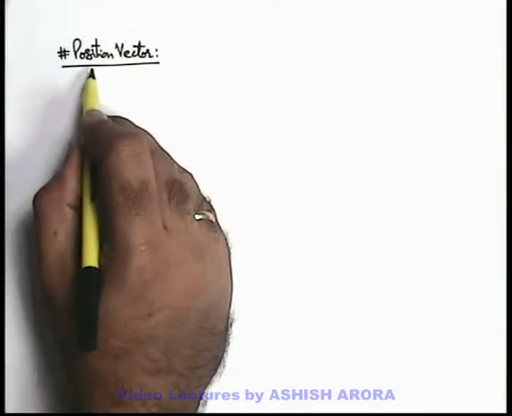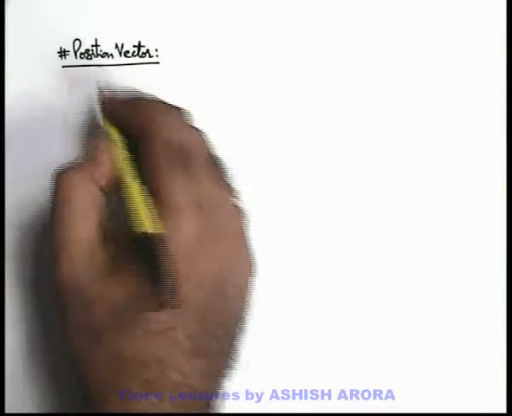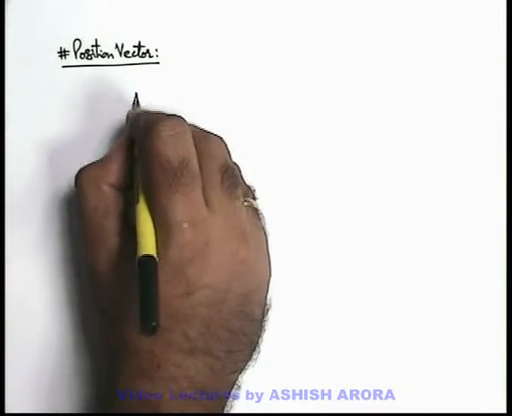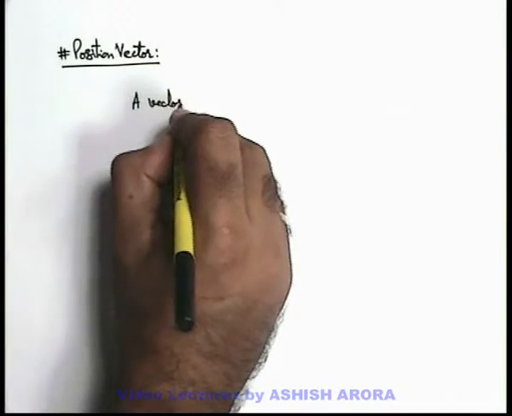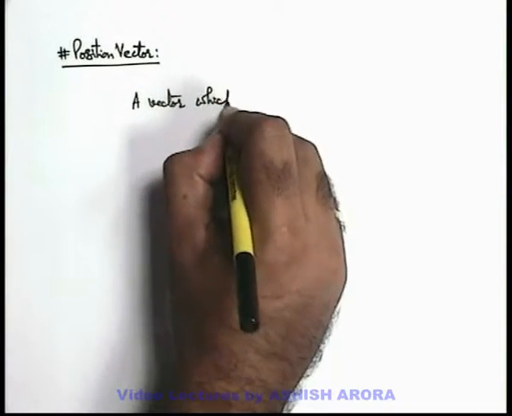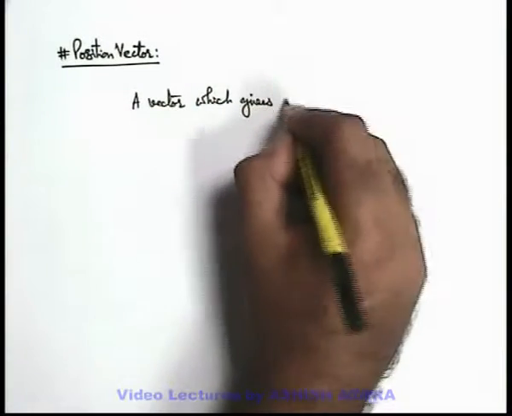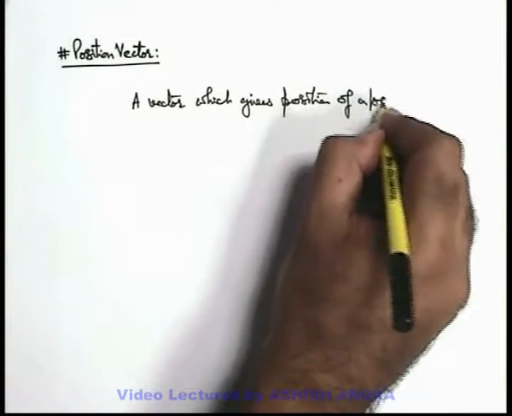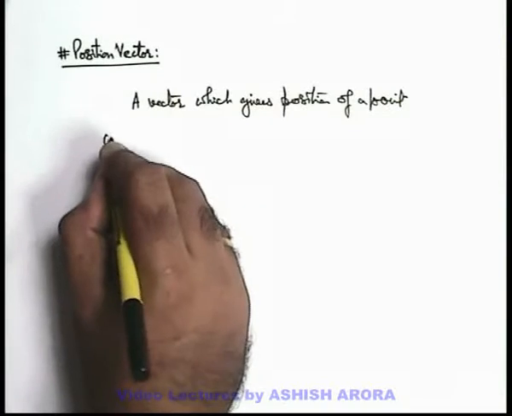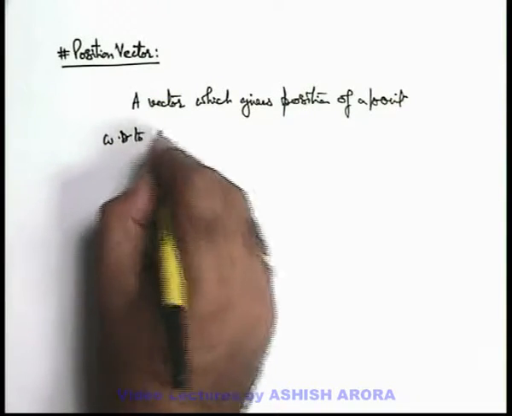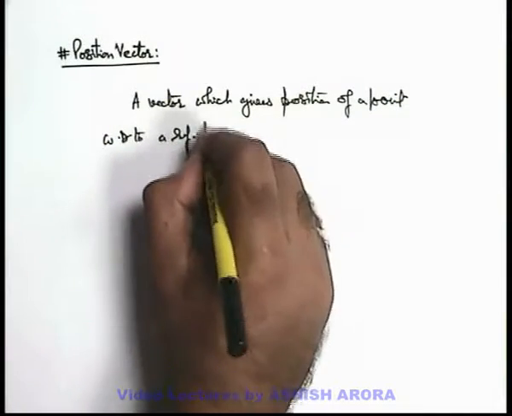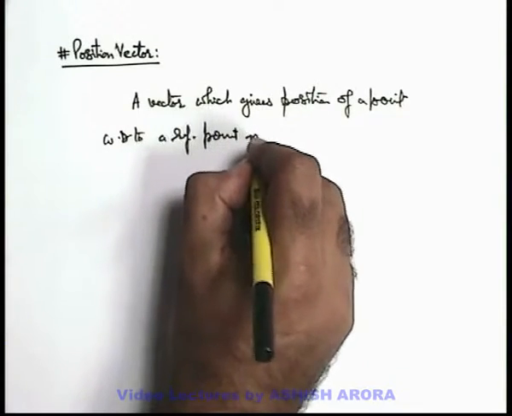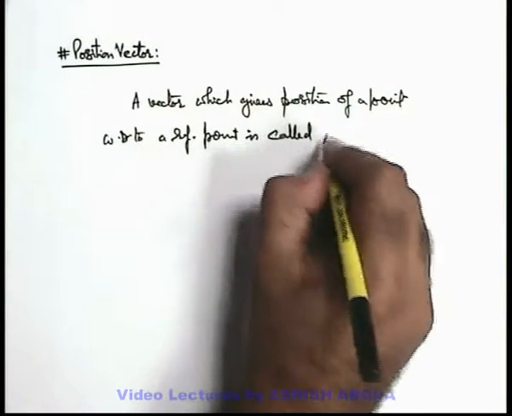Now we'll study position vector. First we'll write down: a position vector is a vector which gives the position of a point with respect to a reference point is called position vector.